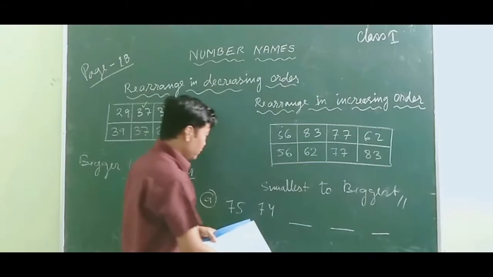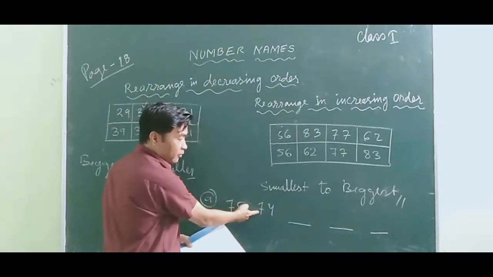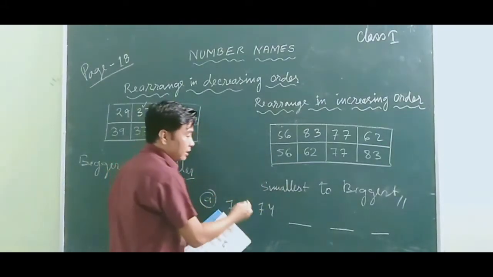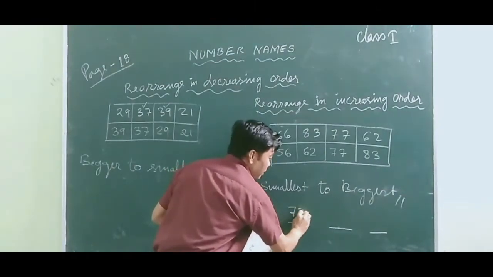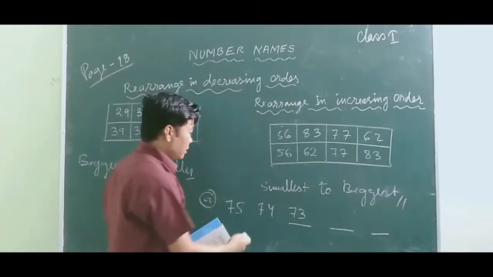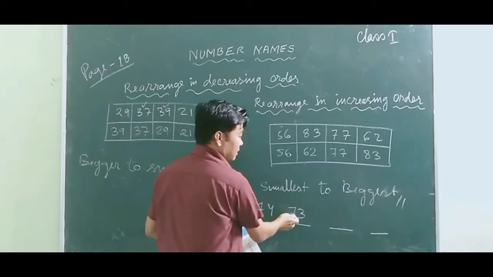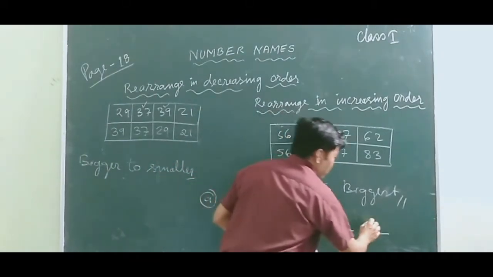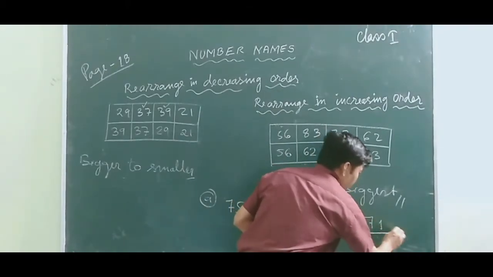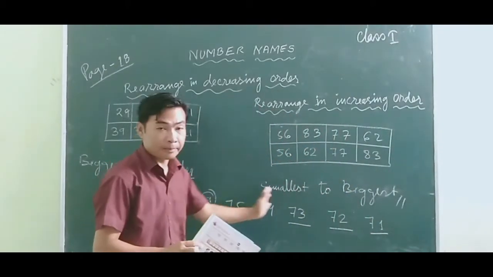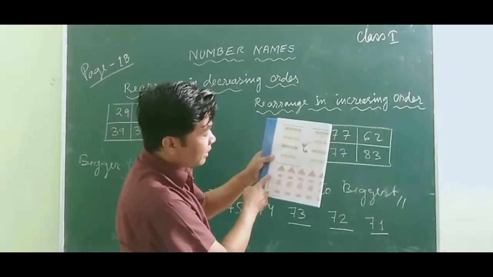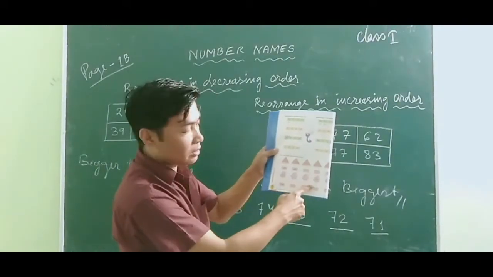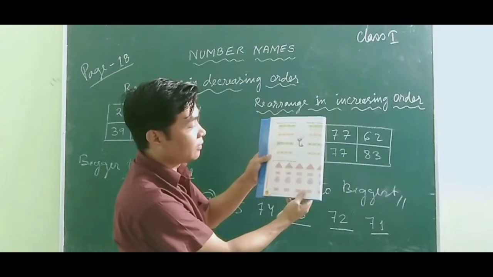I will do one for you. 75, 74, and what comes backward is 73. So we are counting the numbers backwards. 75, 74, 73, and then comes 72, and then comes 71. So we are counting the numbers in backward. So B, C, D, some of the numbers are given here, you fill it up, very easy.